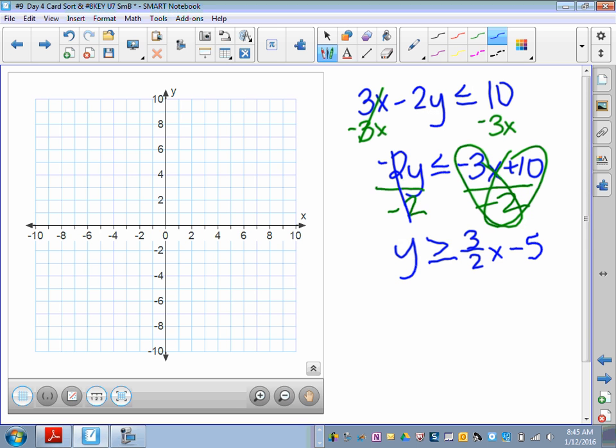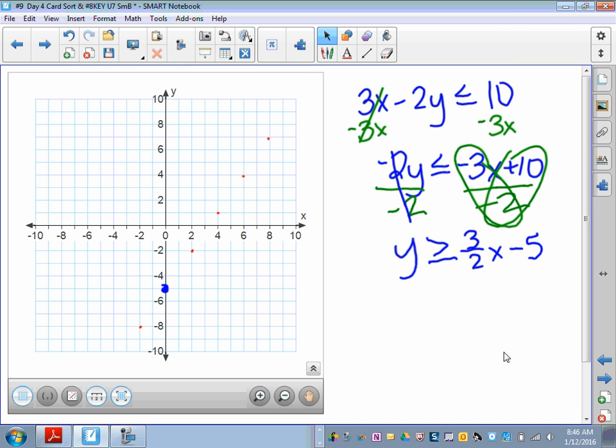So again, we're graphing it just like it was an equation, but now we are doing shading with it. All right, my y-intercept is -5, so I go down to -5. My slope is 3/2, so that means I go up 3, to the right 2. So this will be my slope there. And let's do another one. Up 3 over 2, up 3 over 2, and keep on going. Down 3 over 2.